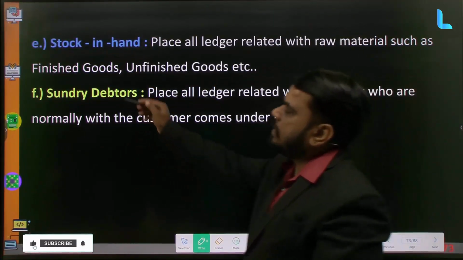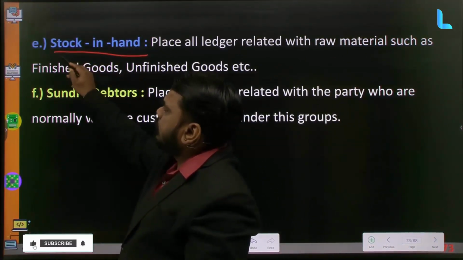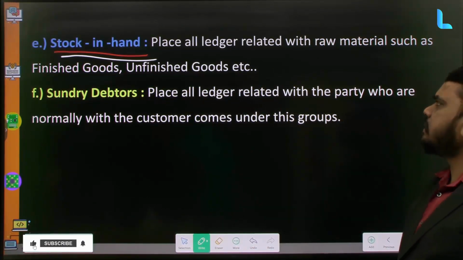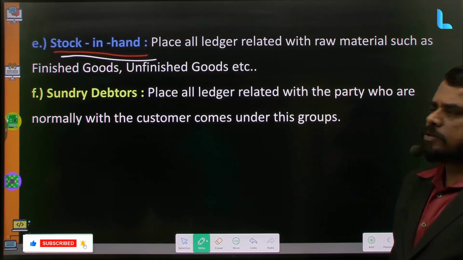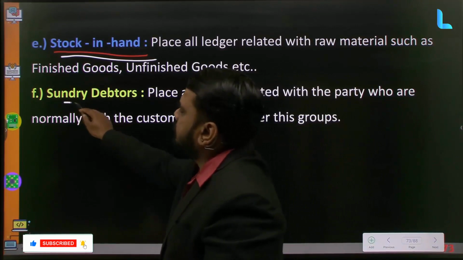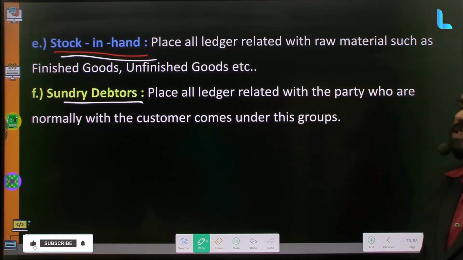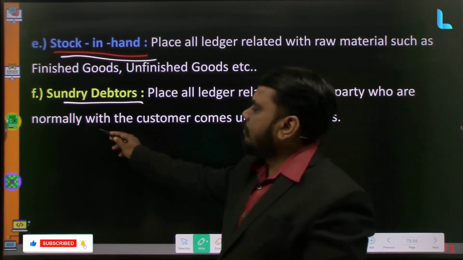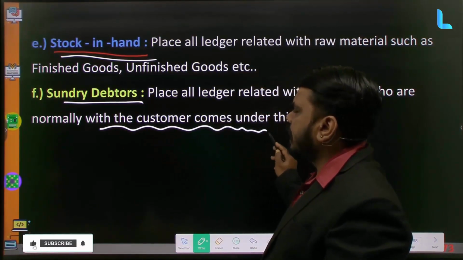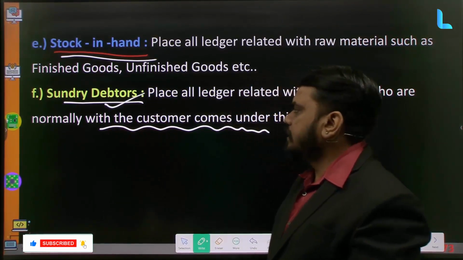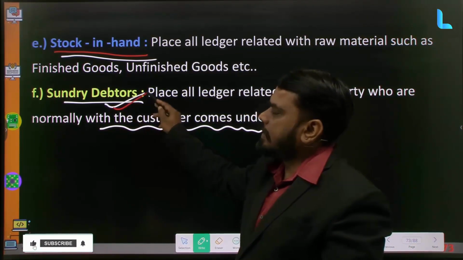Next account group is called stock in hand. The goods which we are producing in our company, that is finished goods, unfinished goods, all these types fall under this particular account group; the ledgers of all these come under stock in hand. Then we have sundry debtors. Sundry debtors are nothing but the ledgers of our customers who buy goods from our company on credit basis. All those customers' accounts are placed under this account group, that is, the ledgers of customers are placed under sundry debtors.